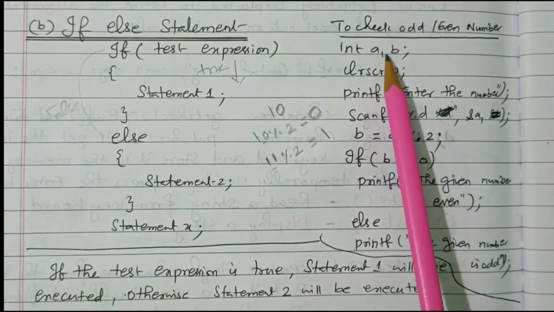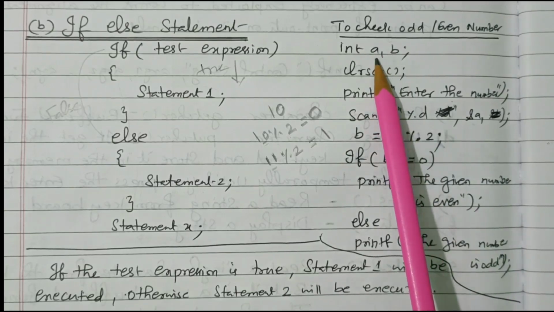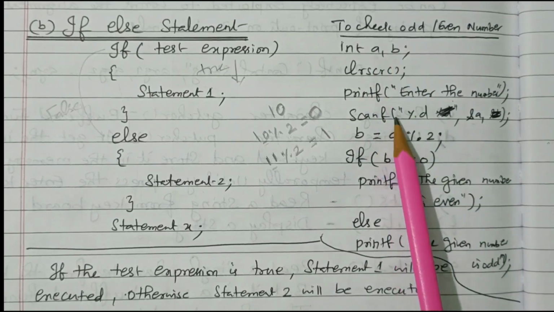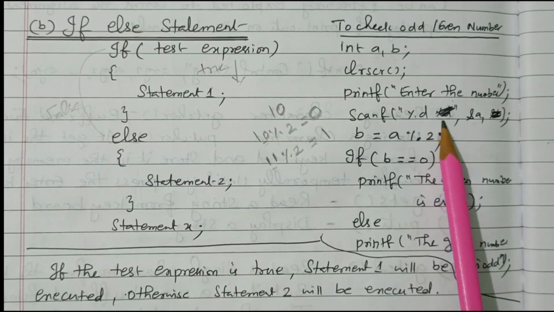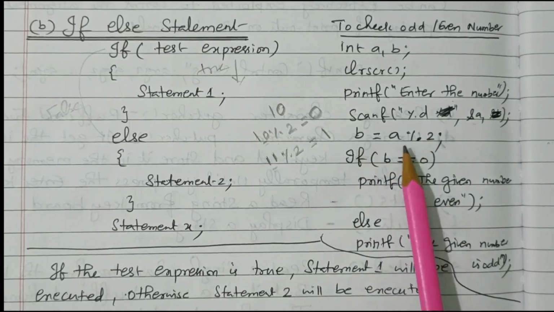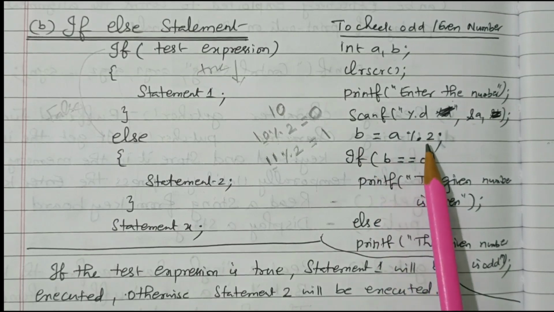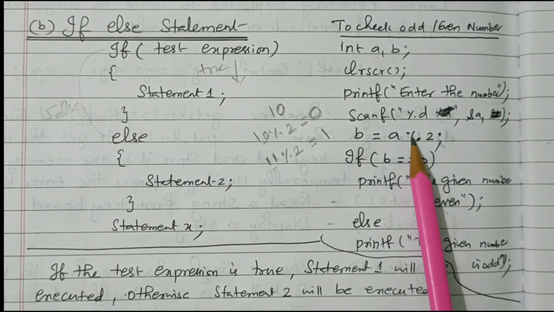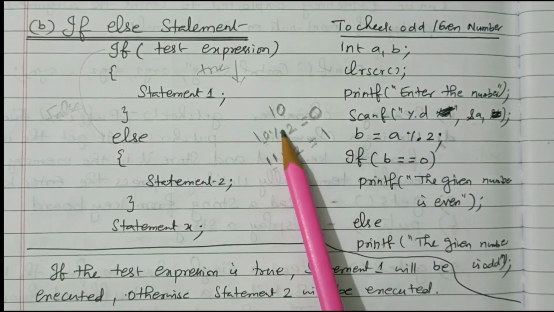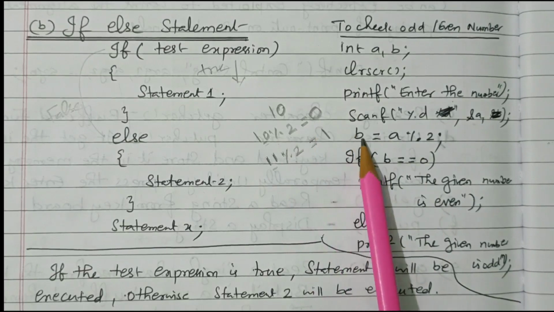So we have two variables, a and b. A is the given number, and the remainder we are going to store in b, right? Now we got the number from the user. b equal to a percentage 2, that is, the given number is divided by 2. This percentage will give the remainder value, which will be stored in b, right? For example, this 0 or 1 will be stored in b.